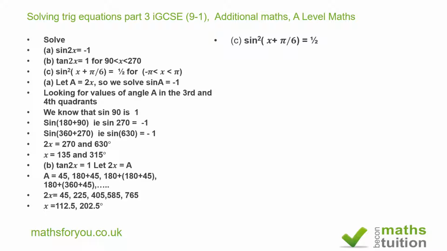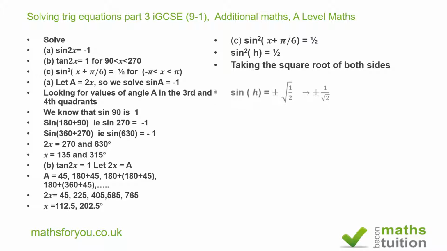So if I say that x plus pi over 6 is the same as h, then sine h will give me a value of a half. If I then take the square roots of both sides, I end up with the sine of h being plus or minus 1 over root 2.